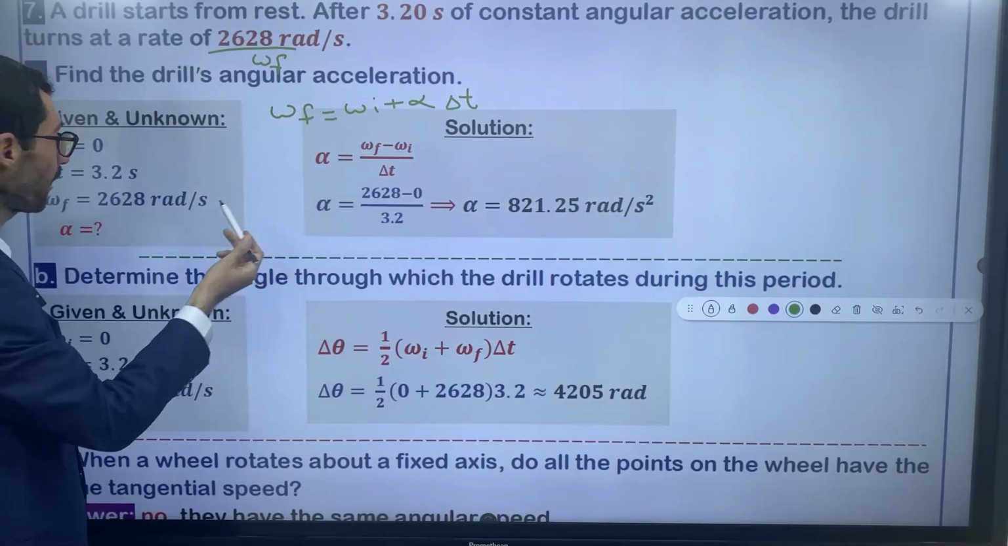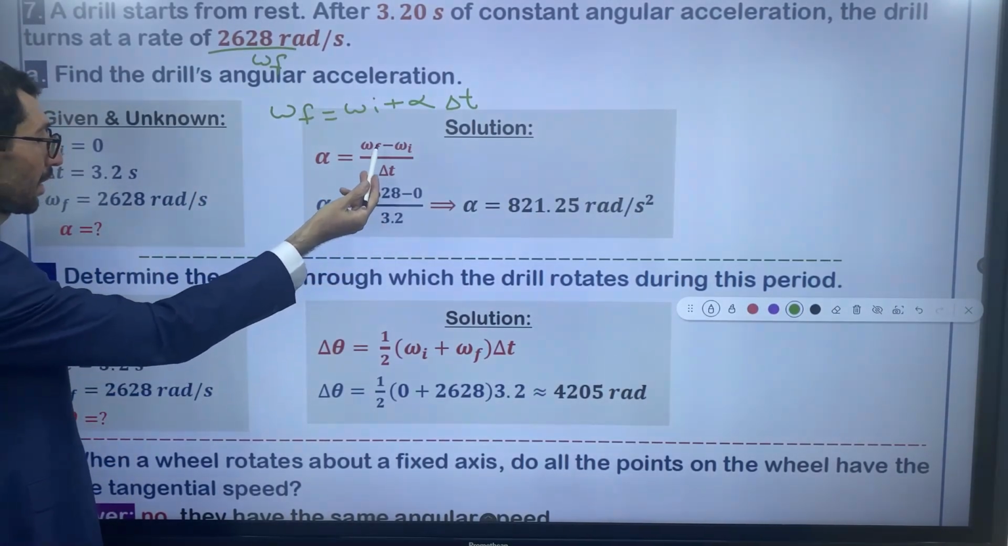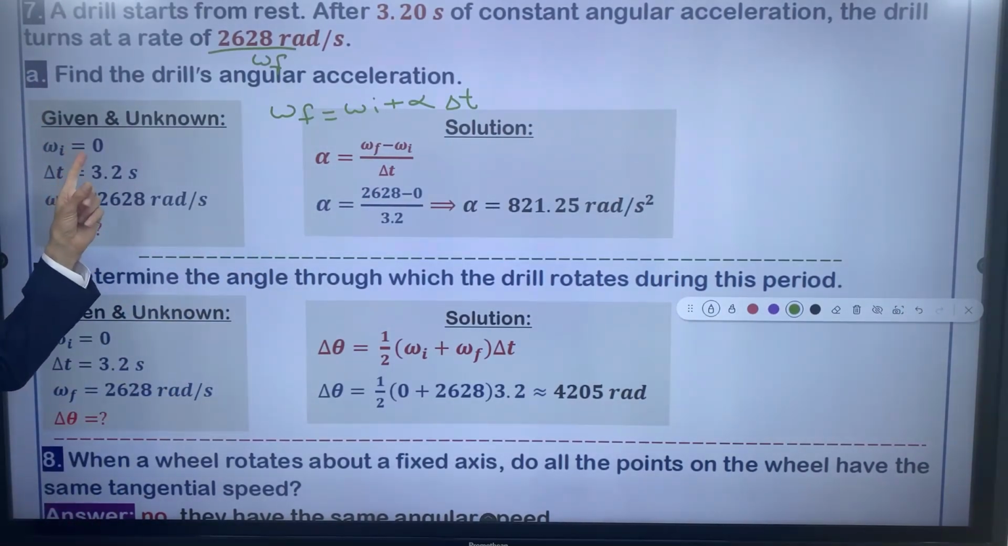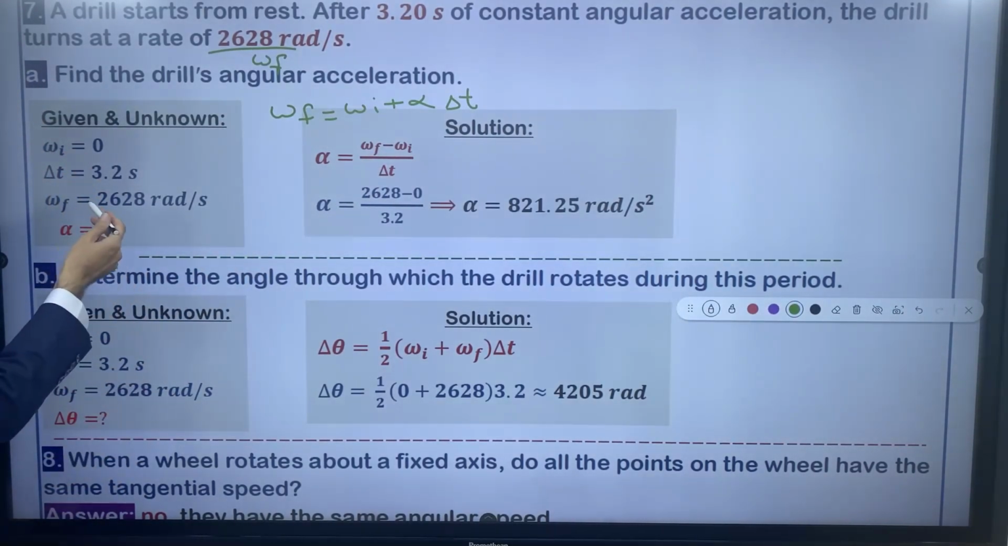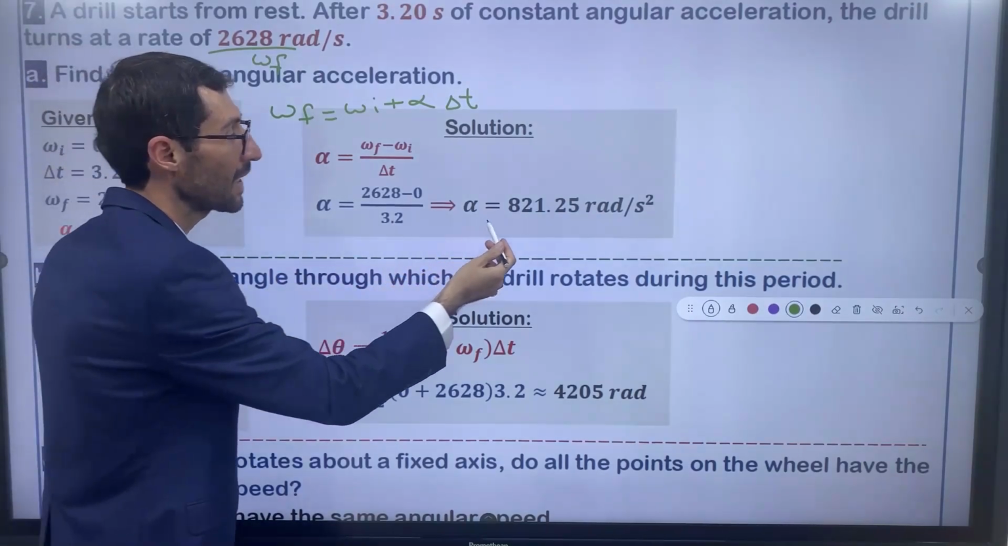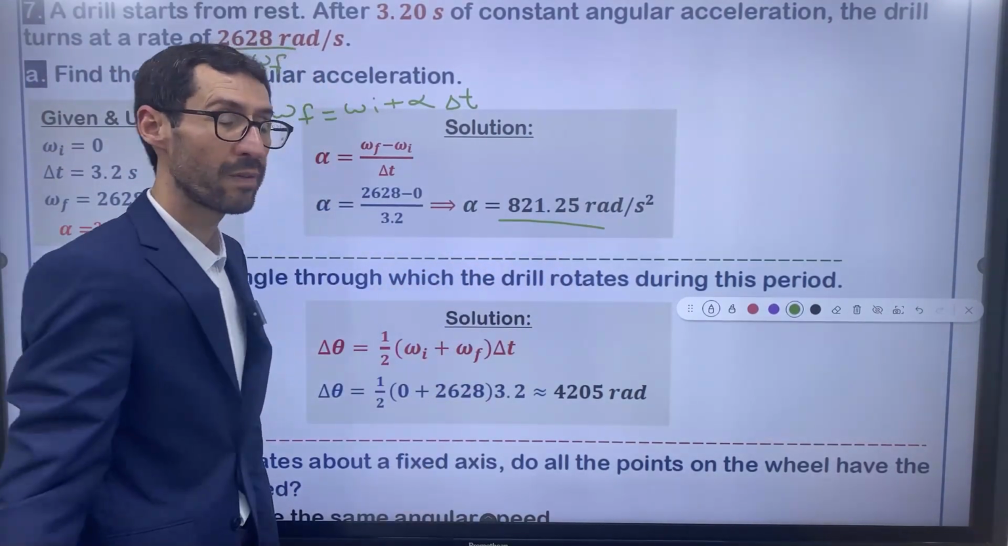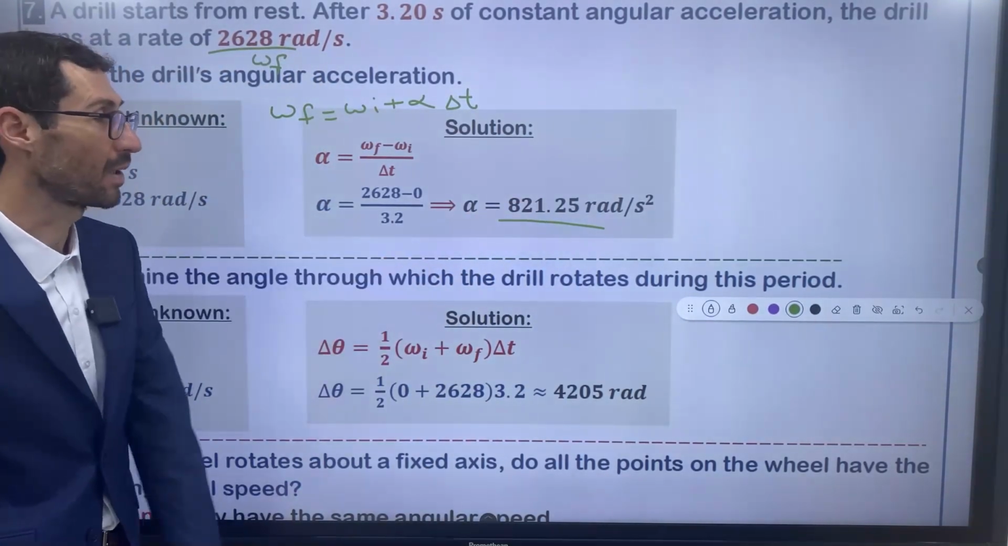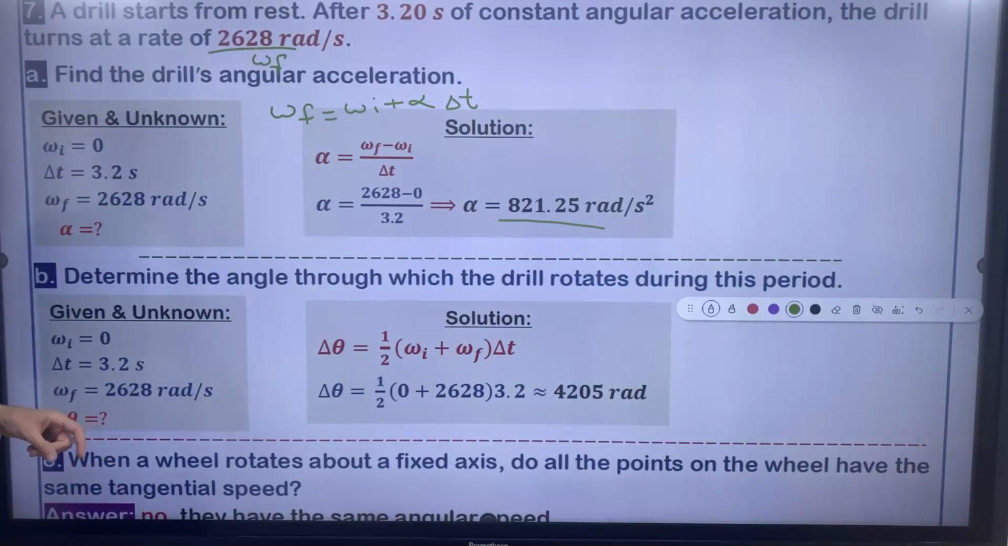Alpha is equal to omega f, this number, minus omega I becomes 0, divided by 3.2. And the answer will be 821.25 rad per second square, right? That's it.